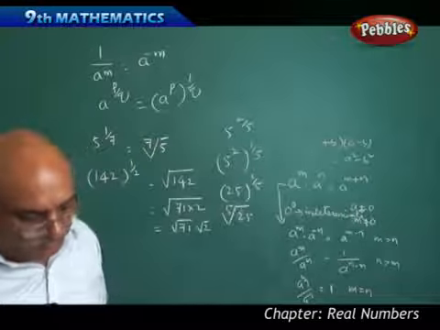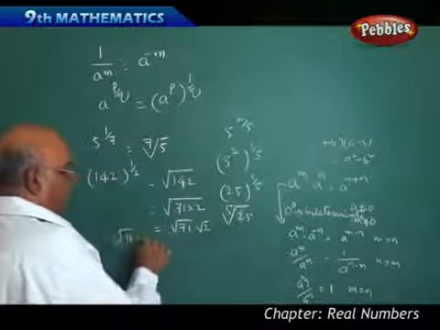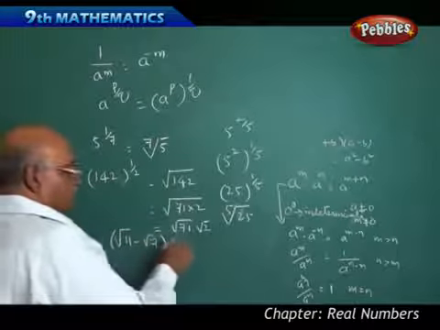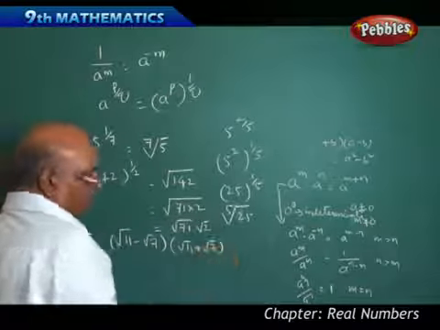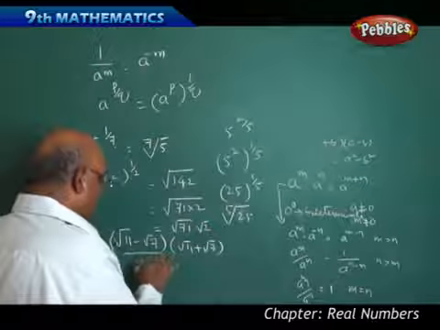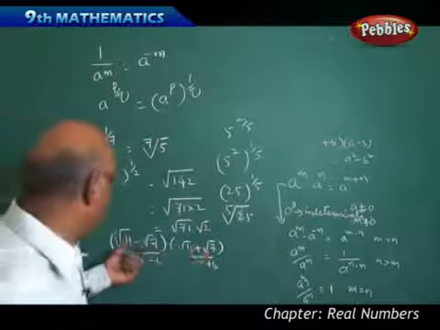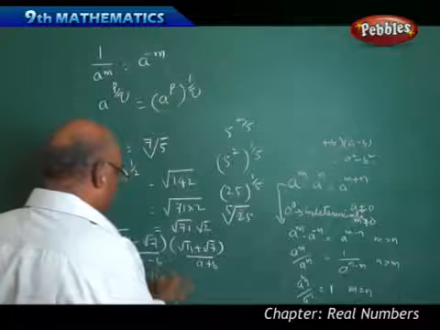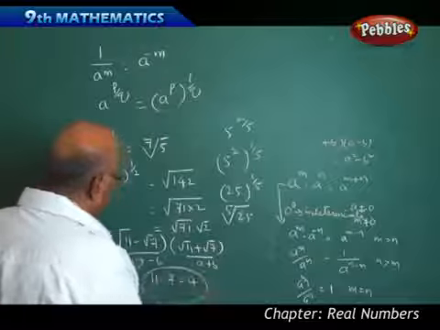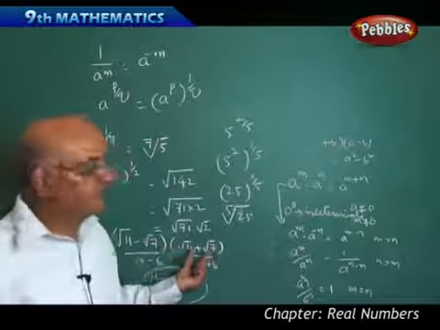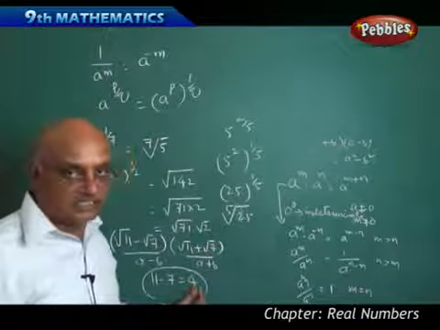In the same manner, suppose I want to simplify root 11 minus root 7 into root 11 plus root 7. This is of the form a minus b, and this is of the form a plus b. You can say that a plus b into a minus b will be a square minus b square, which is equal to 11 minus 7, which is equal to 4. Since they are conjugates, we are getting a real quantity.